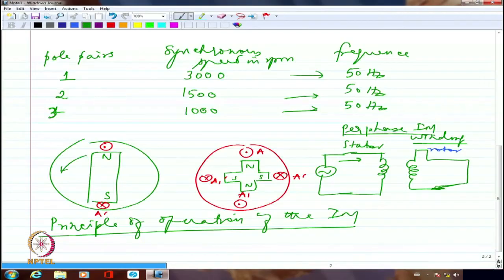That air gap serves as a blessing in disguise. That air gap will increase the reluctance. Because of the increase of reluctance, it will definitely draw some current, agreed, but the leakage is also more.